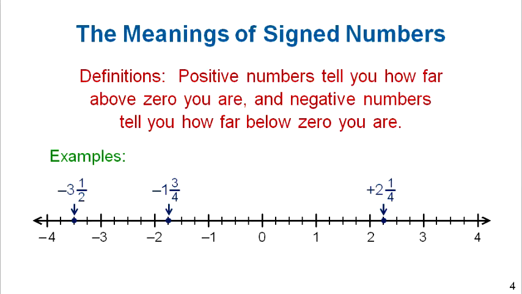Here are some more examples that illustrate what the positive and negative signs in front of numbers mean. Note that the dot labeled negative 3.5 is 3.5 below 0. The dot labeled negative 1 3/4 is 1 3/4 spaces below 0. And the dot labeled positive 2 1/4 is 2 1/4 spaces above 0.